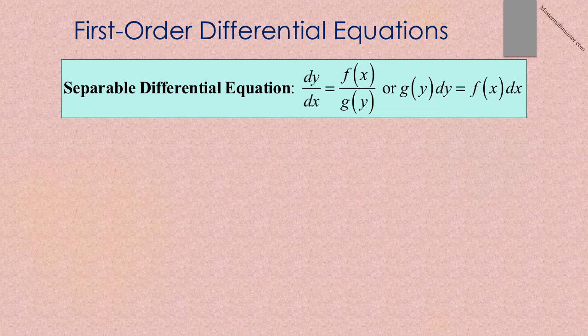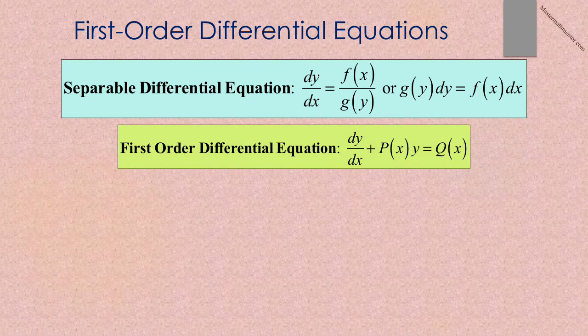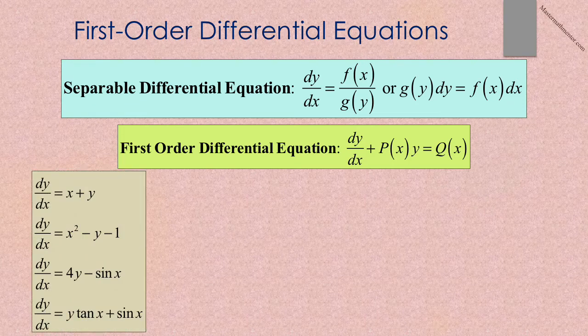Differential equations is a college course in and of itself, but here is a sampling from that course. A first order differential equation is in the form of dy dx plus p of x times y is equal to q of x, and we will look at the technique to solve these equations. Here are four examples of first order differential equations. All can be put in that correct form.